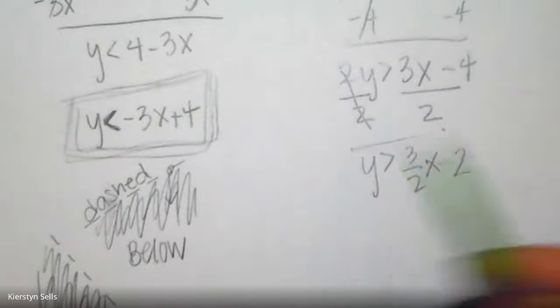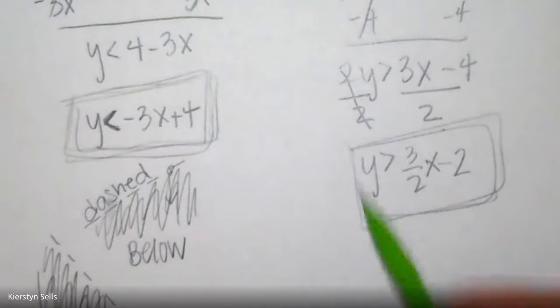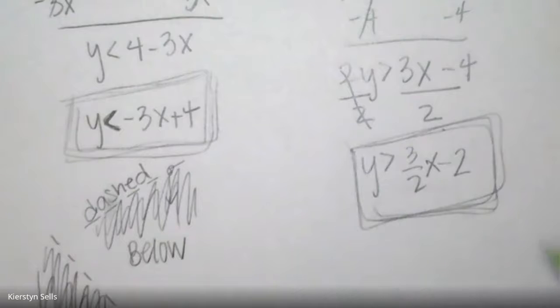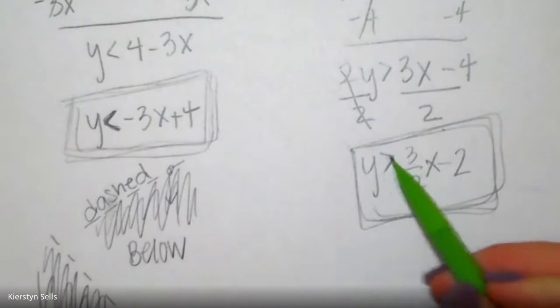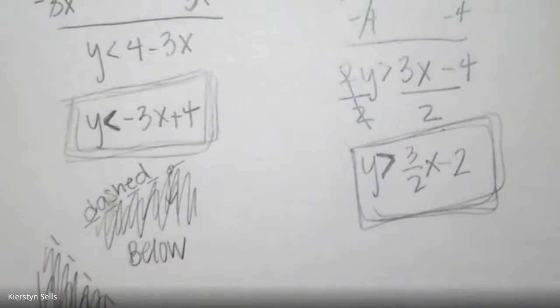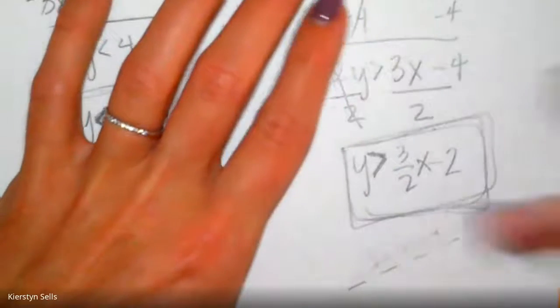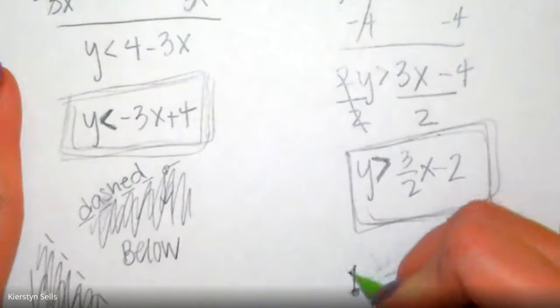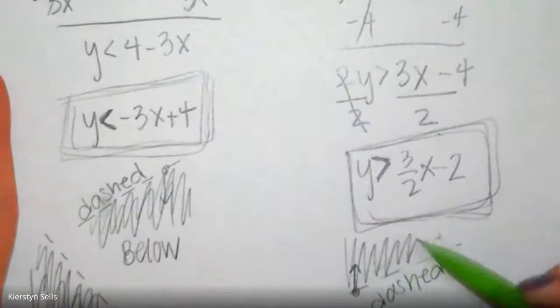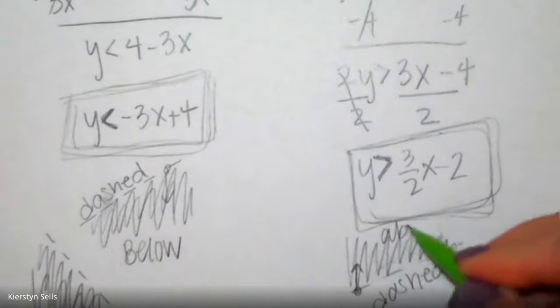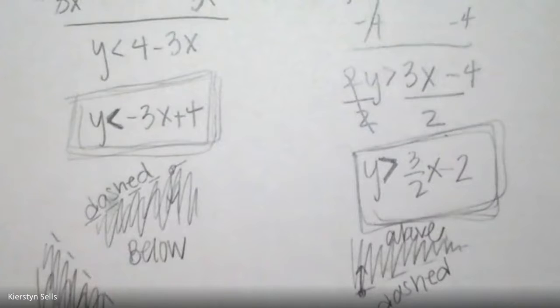Okay, so if I was graphing this one, solid or dashed? Does this have an equal to? It's got to be dashed. Would I shade above or below? Above. Yep. Dashed. And I would find the y-intercept and I would shade above like so, because it's greater than. Okie dokie.